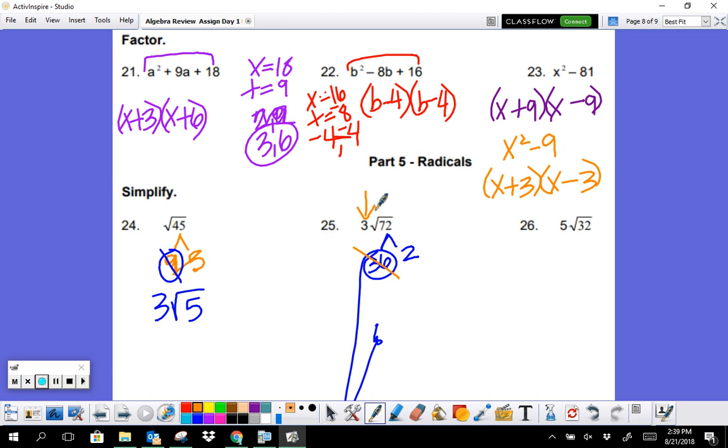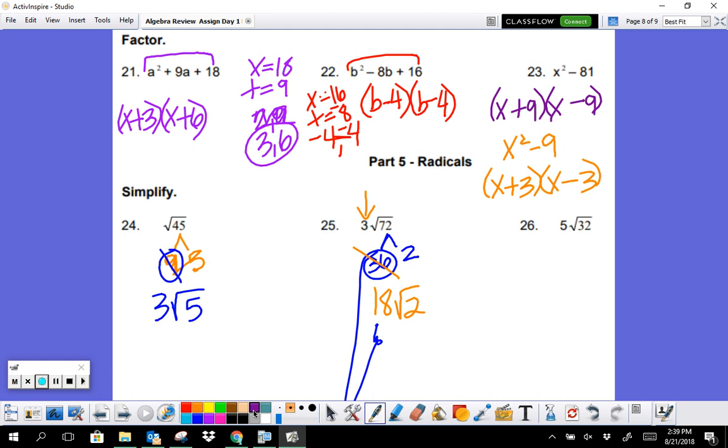But notice you already have this 3 on the outside. Because you already have a number out there, we're going to multiply those. So that's going to be 18 square root of 2. If you accidentally think you need to add those, then type them both in the calculator and check. See which one's right if you're not sure.